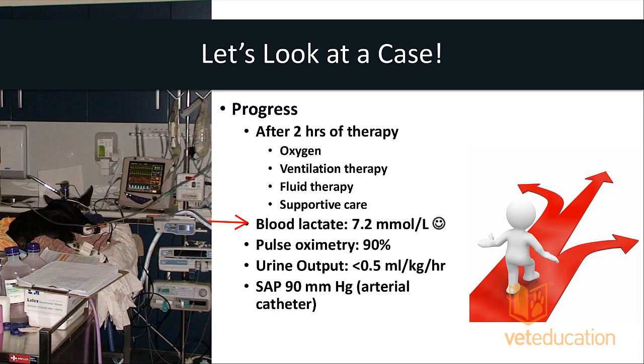Okay, so this is with the dog on a ventilator. We have our pulse oximeter at 90%. We have urine output of less than 0.5 mils per kilo per hour. Systolic arterial pressure, that's okay. 90 millimeters of mercury via direct invasive arterial blood pressure monitoring through an arterial catheter. It's not terrific. I'd like it better if it was 100 or 120 millimeters of mercury, but at 90 millimeters of mercury, I'm probably going to get reasonable renal perfusion, even though my urine output's not that great.